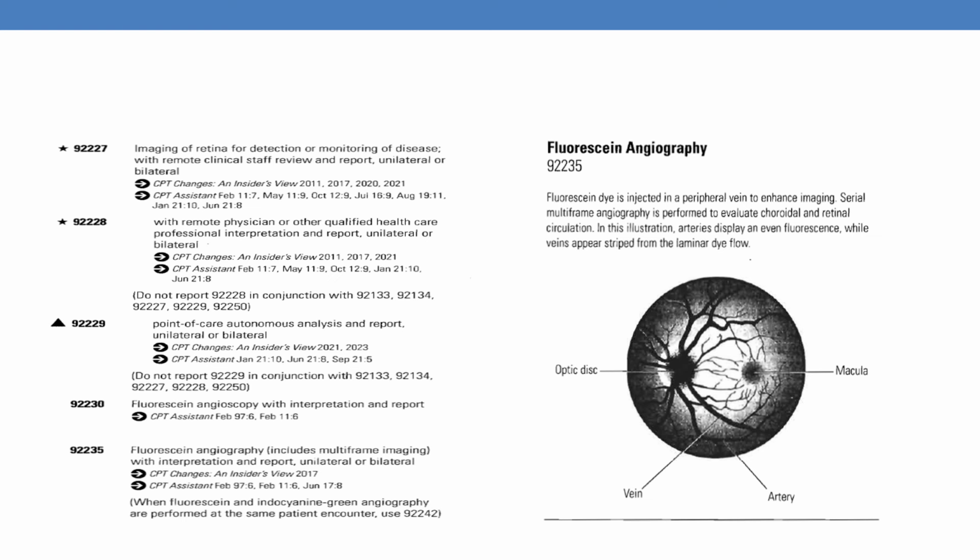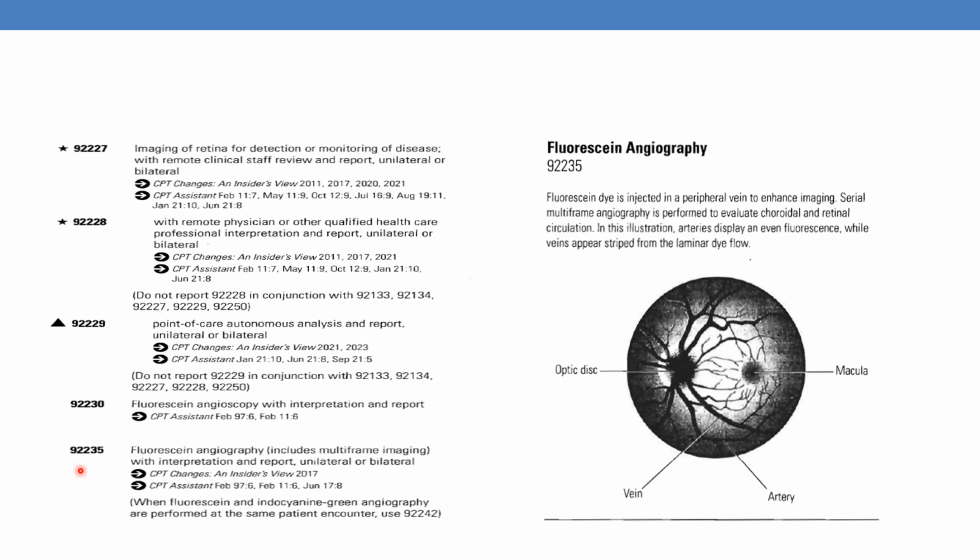The next CPT is 92229. It includes point of care, autonomous analysis and report, unilateral or bilateral. That is the imaging of retina for detection or monitoring of disease with the point of care, autonomous analysis and report, unilateral or bilateral. You need to report 92229. The next is 92230. It includes fluorescein angioscopy with interpretation and report.